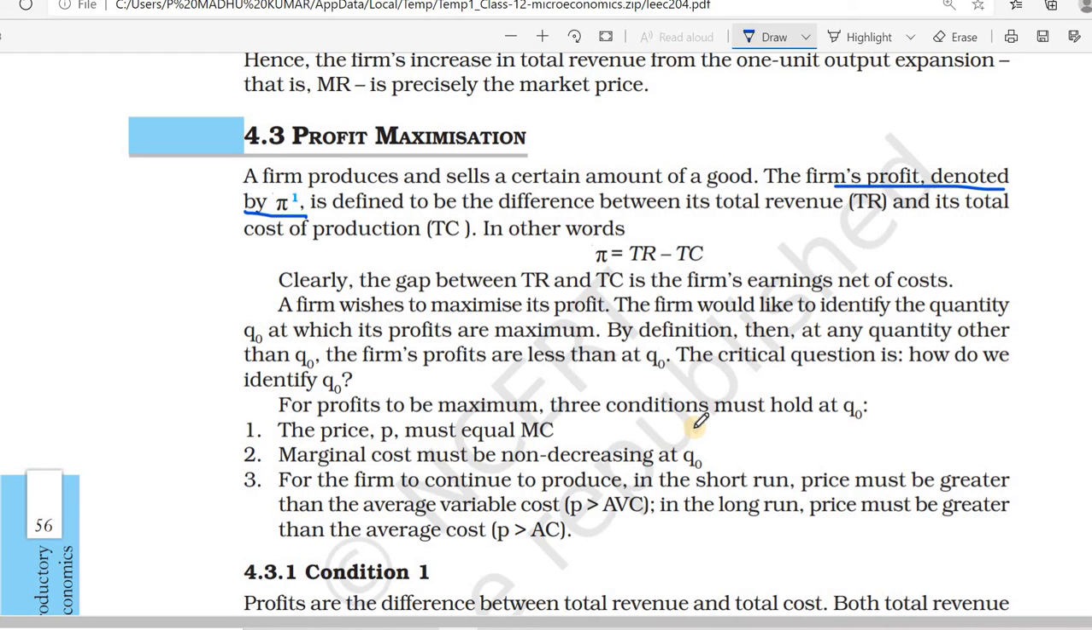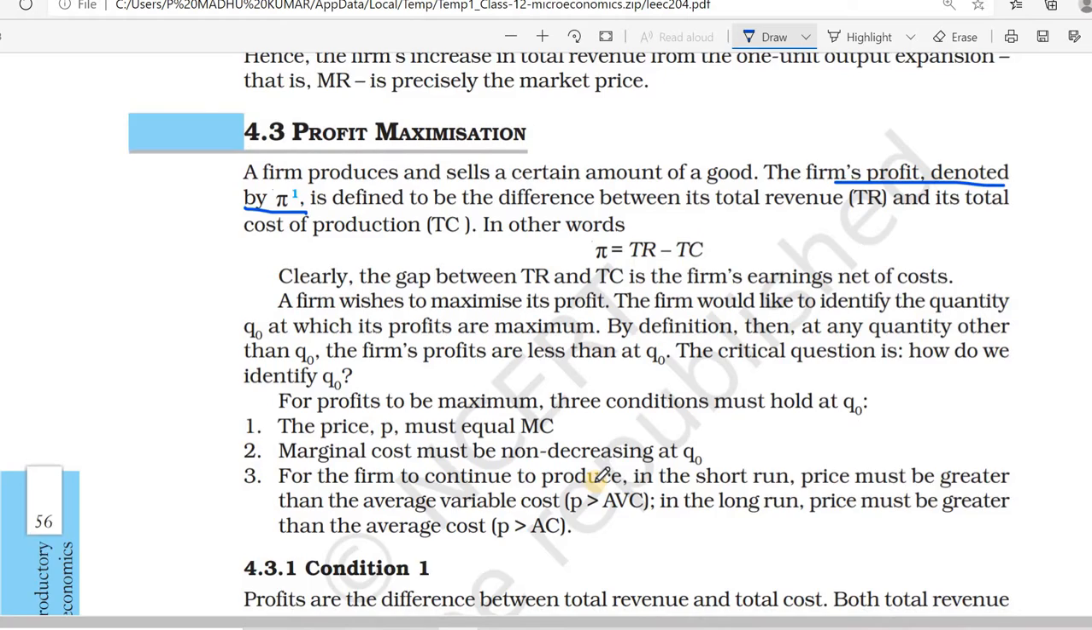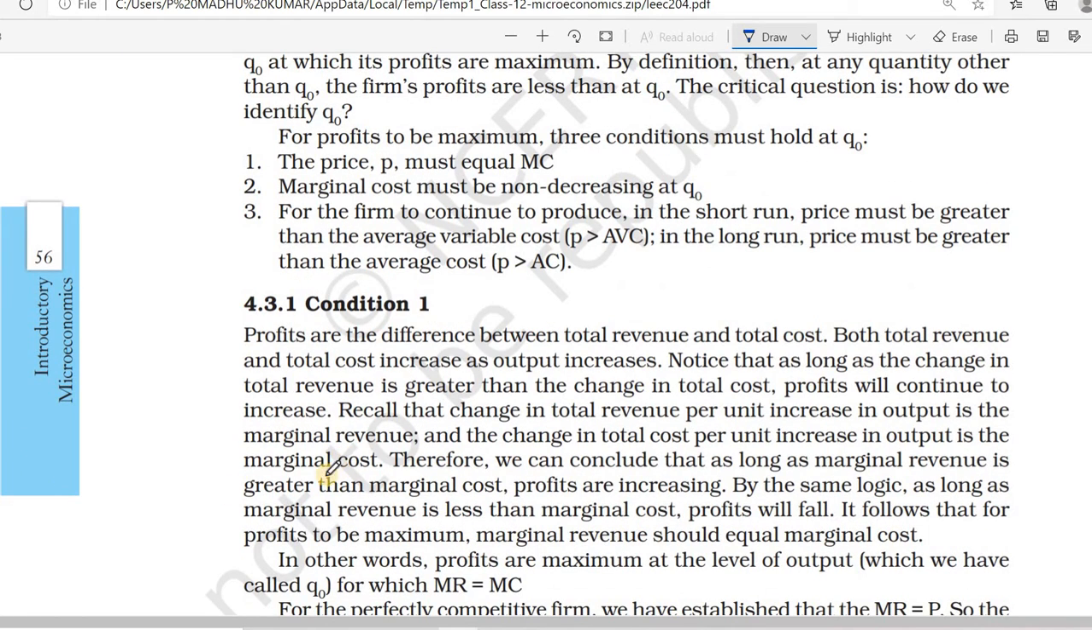We know in the short run the factors of production are variable and changing. That is the reason we calculate average variable cost in the short run, and in the long run we calculate average cost. So in the short run, price must be greater than average variable cost, and in the long run it should be greater than average cost. Then we can study these three conditions.